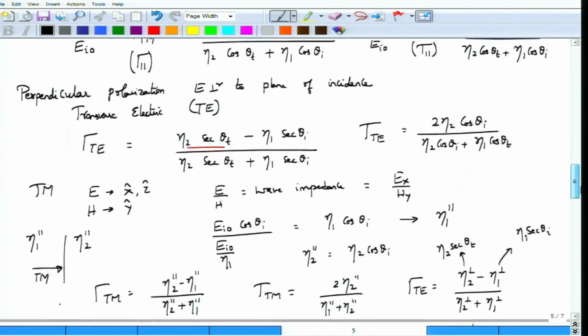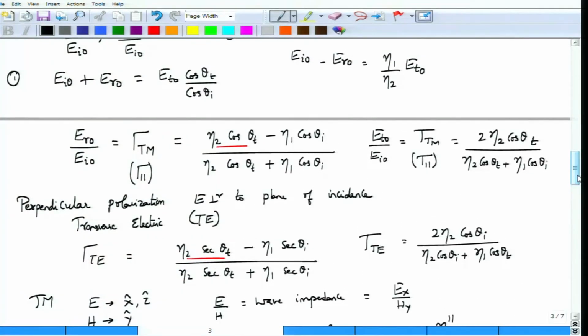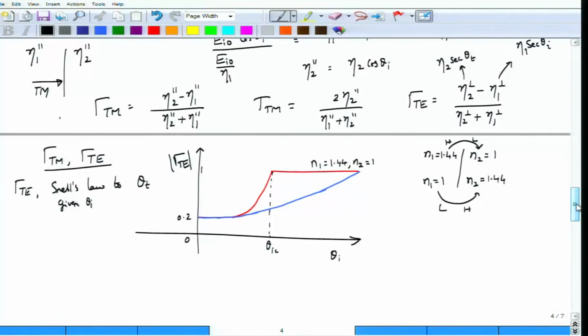You can go back to this expression for gamma Tm, and you keep changing theta i, calculate the new value of theta t, and therefore obtain gamma Tm, find the magnitude and start plotting that one. When you do that, you will see that gradually as you go, the magnitude of the reflection coefficient will hit 1 at 90 degrees. Okay. So, this particular thing where this kind of a critical behavior is happening, this is around 40 degrees.